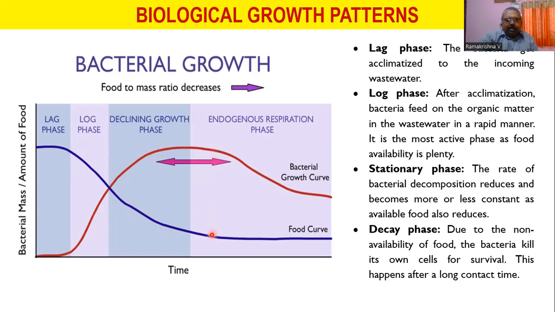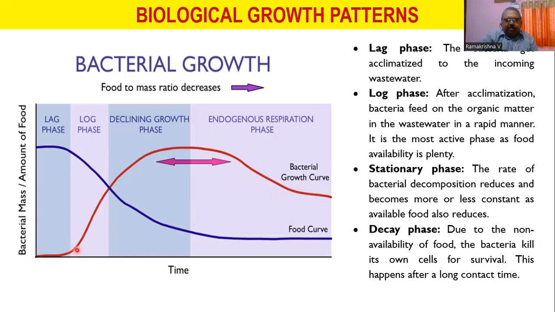So here the bacteria, or microorganisms, should survive. How are they going to survive? They will survive only by destroying their own cells. That is how you can see the flattening, or going down, of the red line with respect to the x-axis. So this is called the endogenous phase or decay phase.